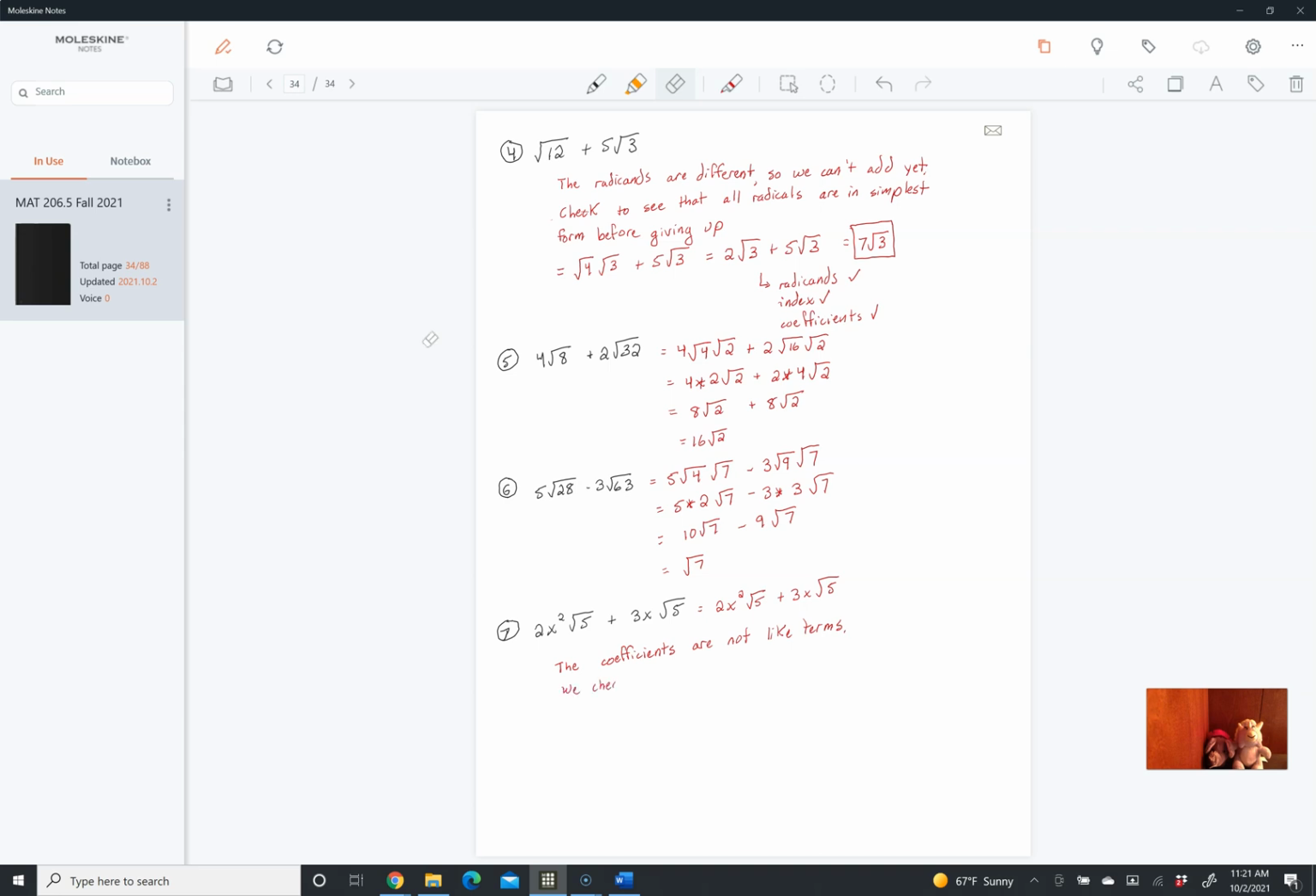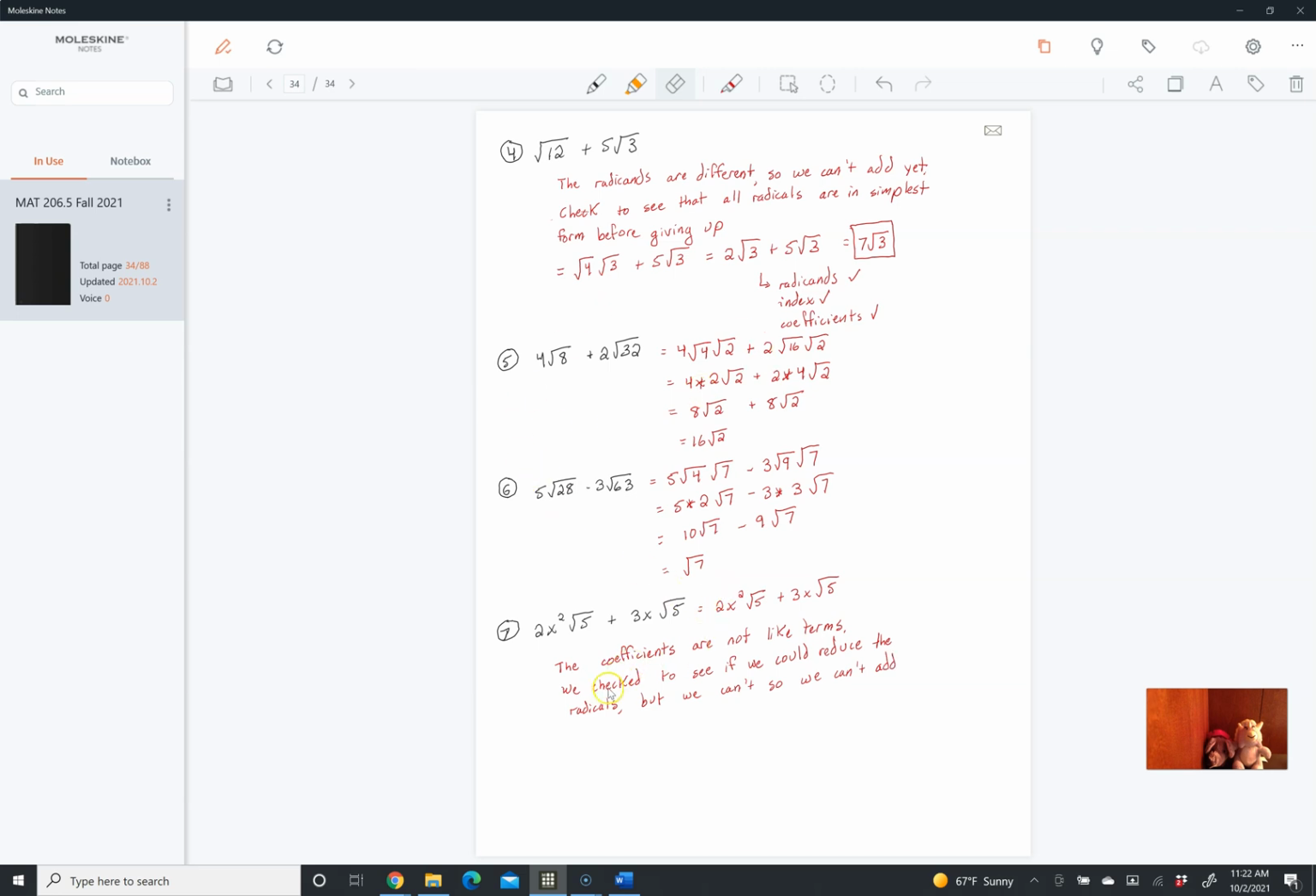We checked to see if we could reduce the radical. But we can't, so we can't add or subtract. We can't add in this case. So we just leave it alone.